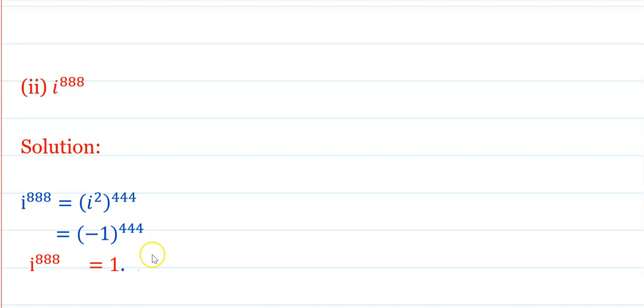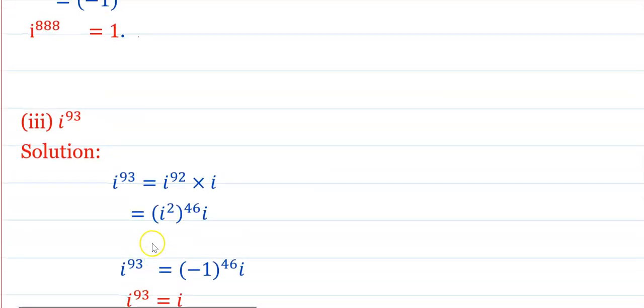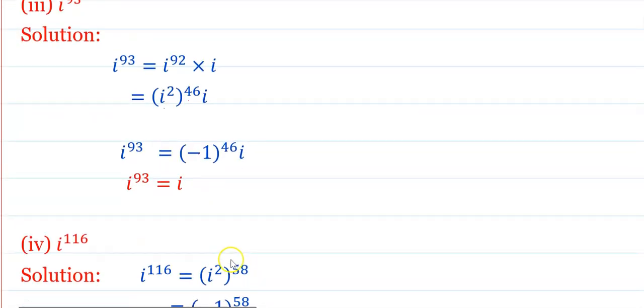Next, I raised to 93. I raised to 93 means what? I raised to 92 into I. Again I square and bracket raised to 46. 46 into 2 means 92. Again I square means what? Minus 1. Minus 1 raised to 46 will become plus 1. Plus 1 into I, overall you are getting I, and hence I raised to 93 is again I.